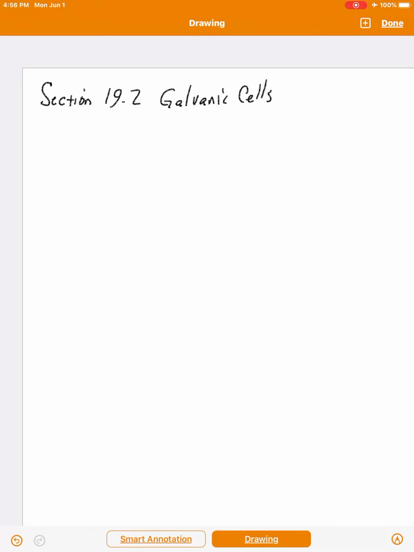Section 19.2, Galvanic Cells. So now what we're going to do is take a look at what happens when we run a redox reaction, but separate the reactants into separate containers, into separate cells.